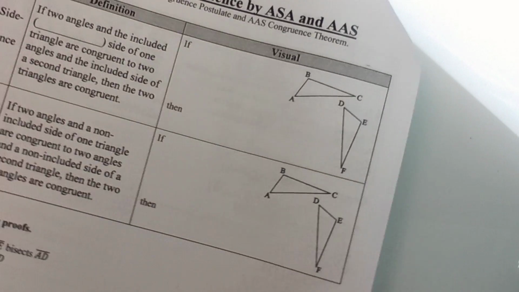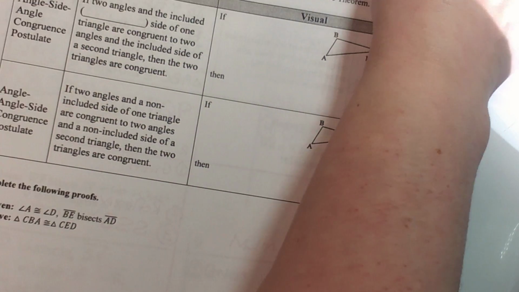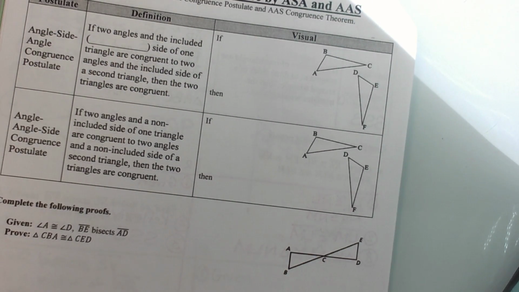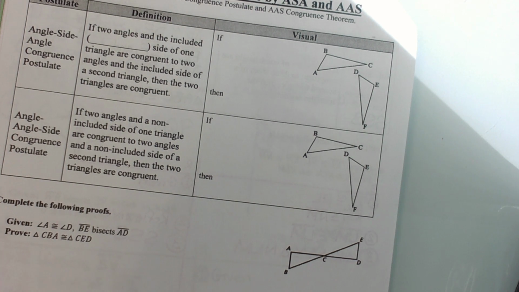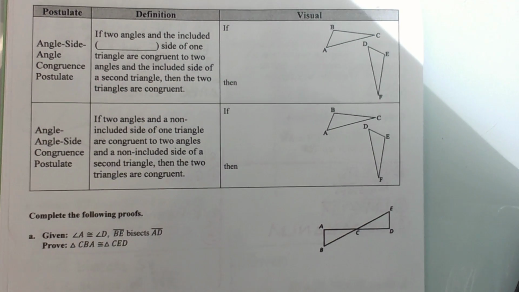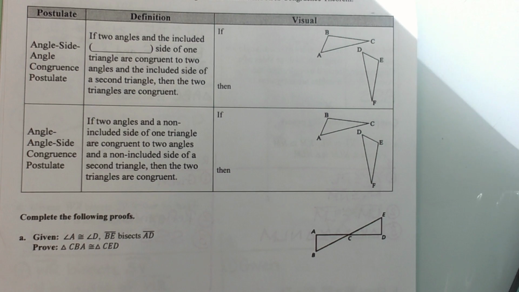So, getting into our last chunk of notes for the chapter. Starts on page 14. And essentially, we're introducing our final two postulates / theorems that help us prove that triangles are congruent.